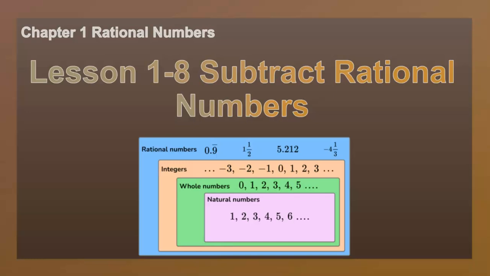Lesson 1-8, Subtracting Rational Numbers. So in this video, we're going to look at subtracting positive and negative rational numbers.